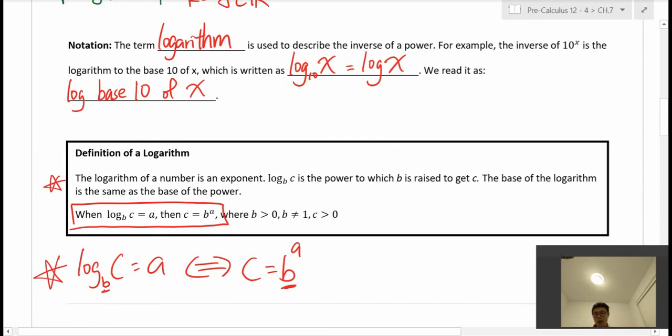But be careful though. Log and exponential power, they are not equivalent. They are inverse of one another. However, these two are equivalent.